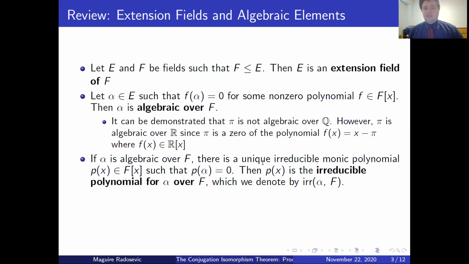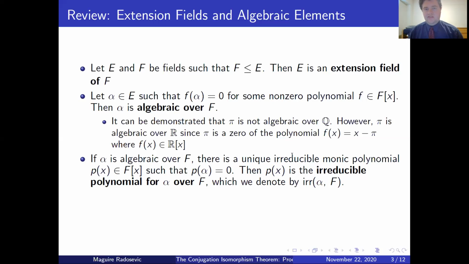Now let's say that we have the case that we have this algebraic element. We have an alpha that is algebraic over a field F. Then there is a unique, irreducible monic polynomial with coefficients from F, of which alpha is a zero. We call then this polynomial p of x the irreducible polynomial for alpha over F, and we denote it in this way.